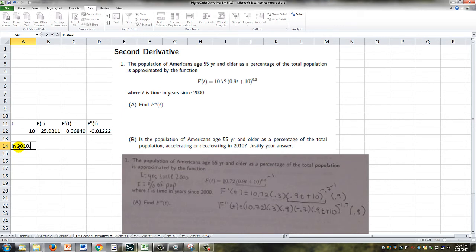So in 2010, the population of Americans aged 55 years or older is decelerating at a rate of 0.0122, and it's a percent, so let's say it's 1.22% per year.